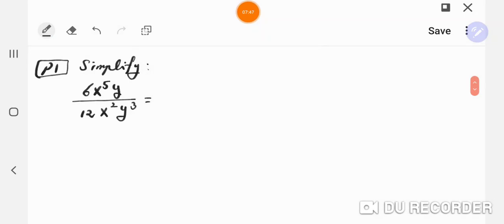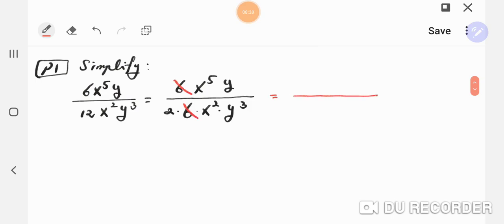Okay, problem 1, simplify. Why don't you pause this and then simplify this now? Okay, so let's check this one. 6 and 12, you can divide both numerator and denominator by 6, then we can get rid of 6. But let's rewrite it as a product. So 12 is 2 times 6, x squared, y cubed. Then you can get rid of 1 6. So 2 is the leftover in the denominator.